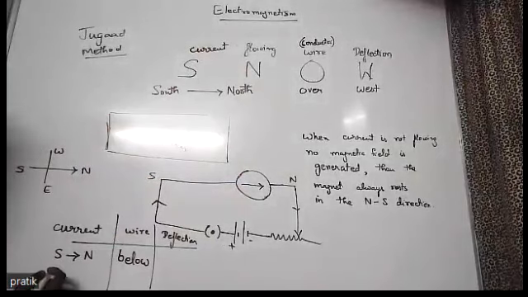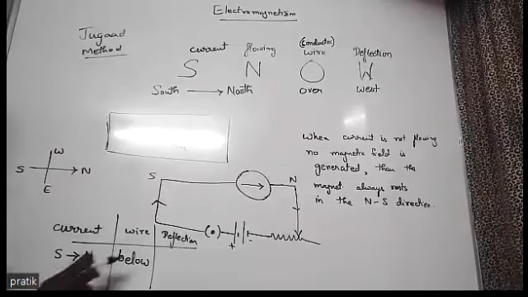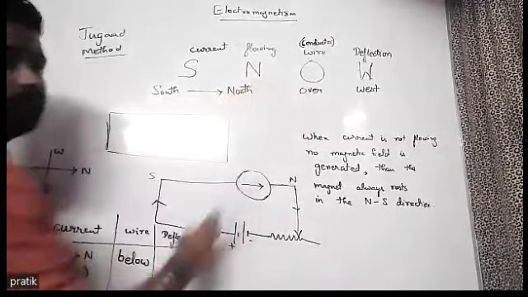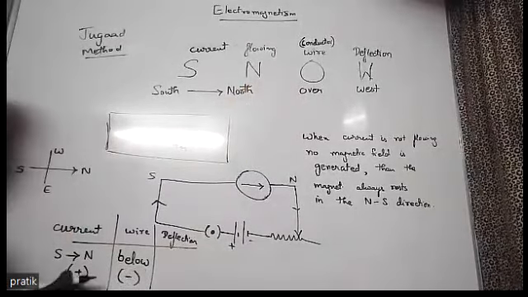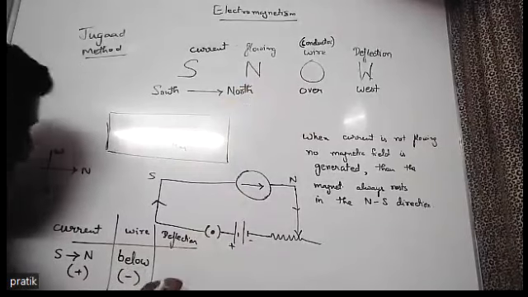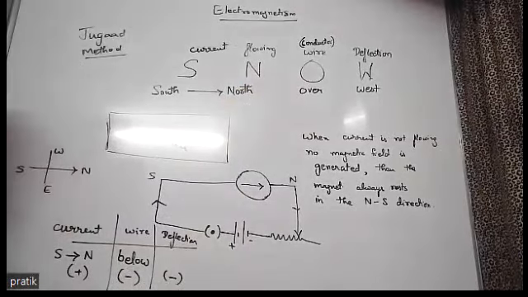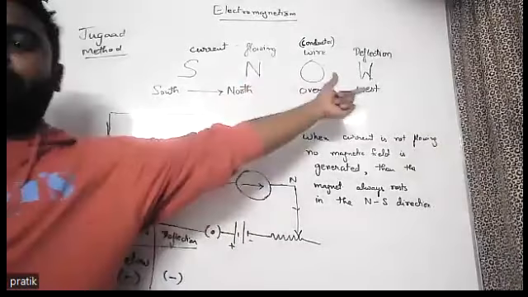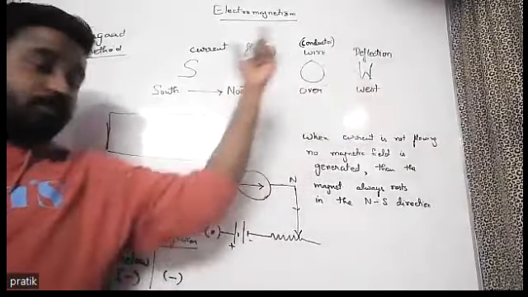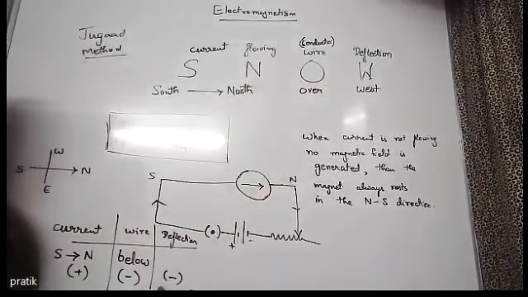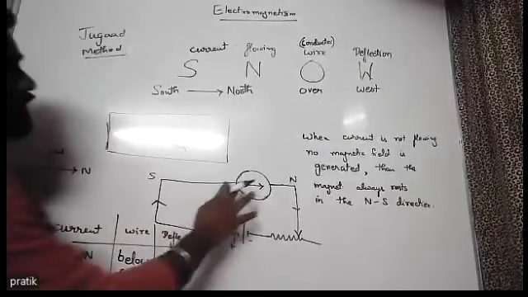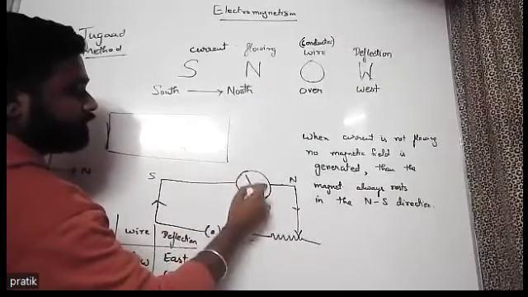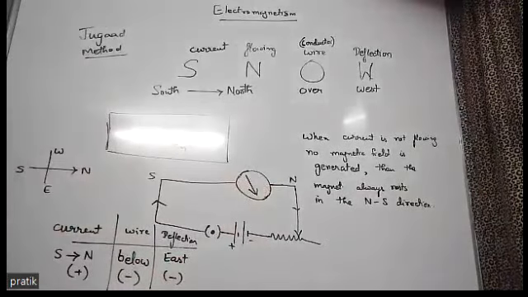So is the current flowing from south to north? Yes. That means let's assume this to be positive. The wire should be over. Is the wire over? No, it is below. That means it is negative. What is positive into negative? Negative. Correct. Had it been positive, what would be the deflection? West. Now, since it is negative, it will deflect eastwards. And where is east? We have to show the deflection downwards like this.